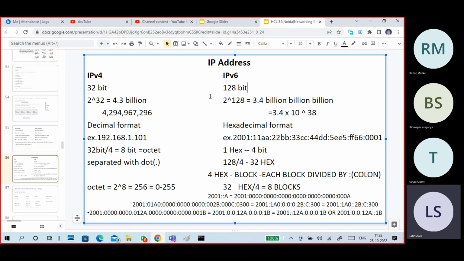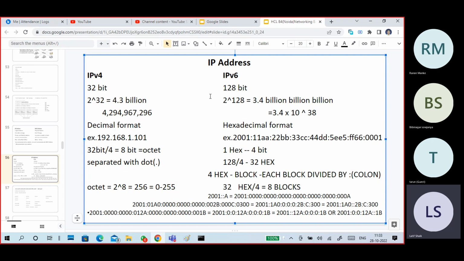Because the number of devices is increasing. It is not about the number of people. It is all about the number of devices increasing, and the connectivity requirement is high. It is difficult to manage with IPv4 in future. Not only in future, now also it is difficult. So that's why in certain broadband connections and certain places we are using IPv6 communication. In IPv6, the range is 3.4 into 10 to the power of 38 IP addresses we are getting.